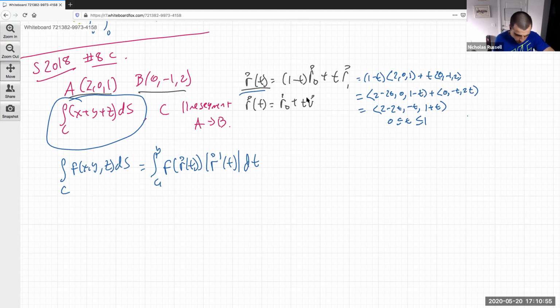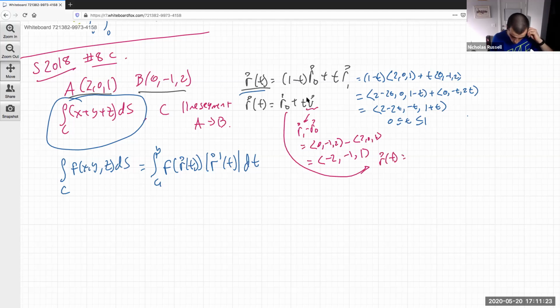If I want to use this technique instead, as a reminder, how do I calculate my direction vector? My direction vector could be calculated as r1 minus r0, the points subtracted from each other, which would be (0, -1, 2) minus (2, 0, 1). In this case, this would be (-2, -1, 1). And therefore r(t) would be equal to r0, which is (2, 0, 1), plus t times this vector (-2, -1, 1). Or more formally, (2 - 2t, -t, 1 + t). Same exact thing.